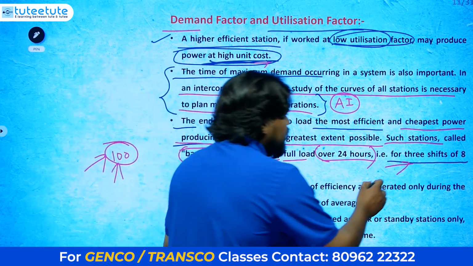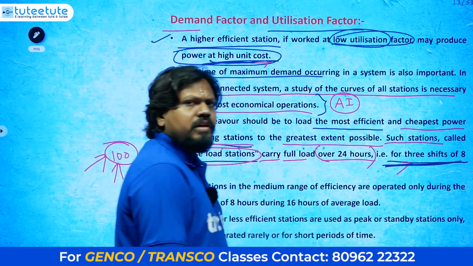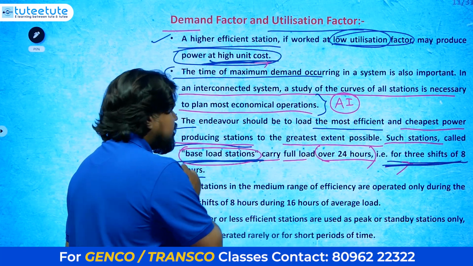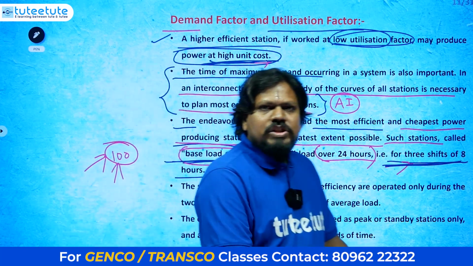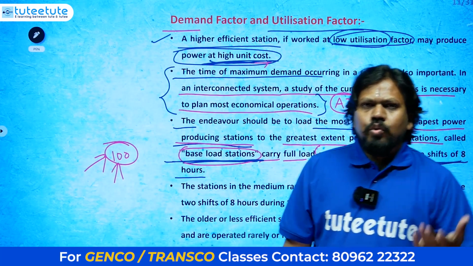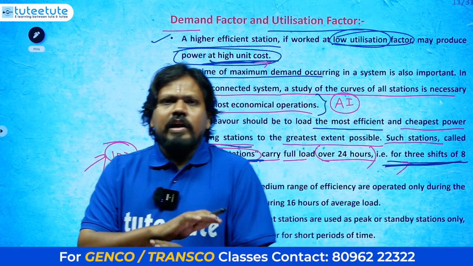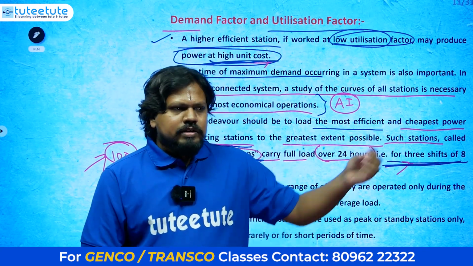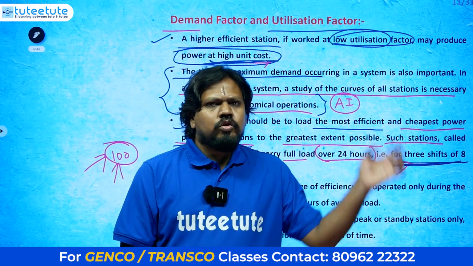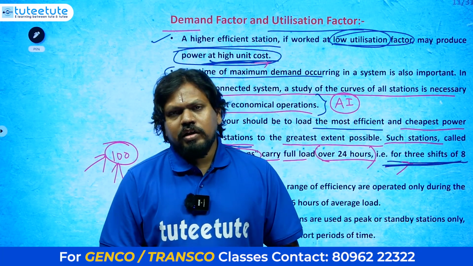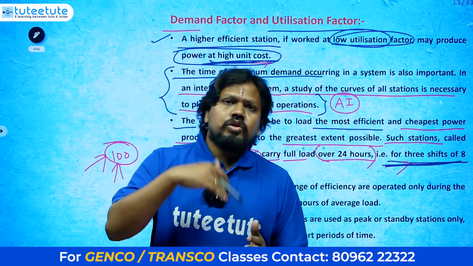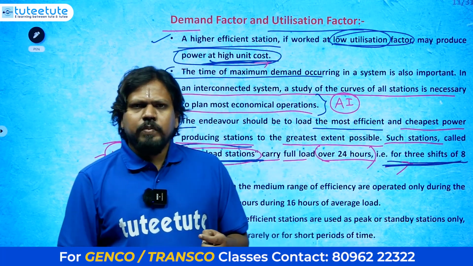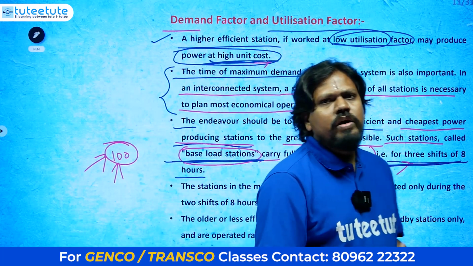Over the entire three shifts, that means 24 hours, the base load has to work. That means the power plant will not be stopped, the generating units will not be stopped. Only if there is any problem will it have to be stopped. Continuously coal has to come, continuously steam has to be generated, that means the boiler has to work, and continuously the chimney has to release the smoke outside. It's a continuous operation.